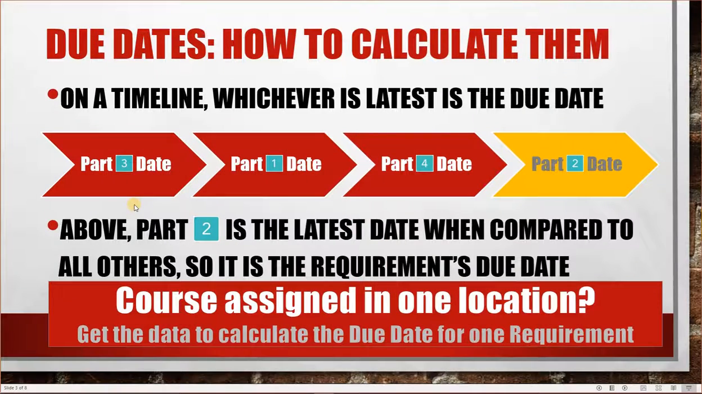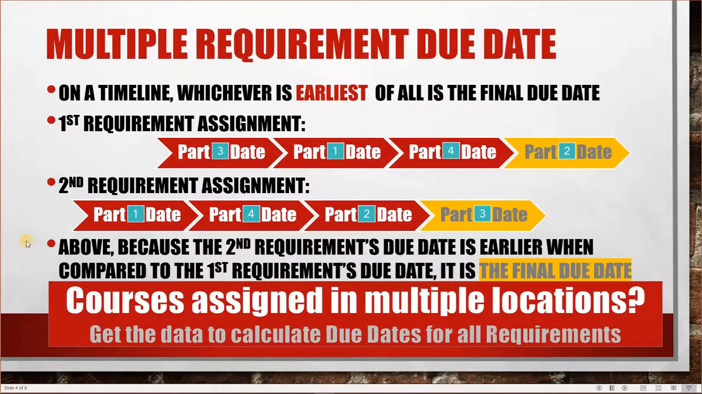We talked about how you compare the four major parts, and whichever one is latest is the due date when it's assigned in one location. If it's assigned in multiple locations, meaning it's assigned to a job title and a team that a person is associated to, or two teams they're associated to, the same course is assigned twice. You have to do the calculation for each requirement, compare them, and whichever one is more strict or earlier is the due date for that person for that course.